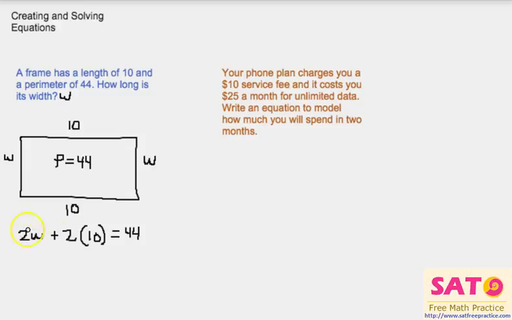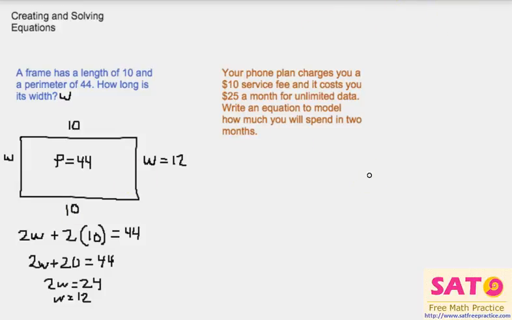But we're solving for the width, so let's simplify this equation. 2W plus 20 equals 44. So 2W equals 24, which means W equals 12. So the width here is 12, and we can double check that because if we add up all the sides, it should add up to 44. 10 plus 10 plus 12 plus 12 is 20 plus 24, which is indeed 44. Let's move on to the next problem.